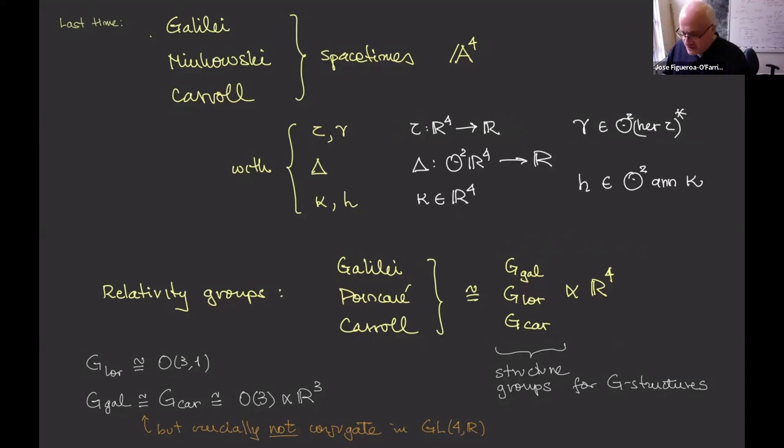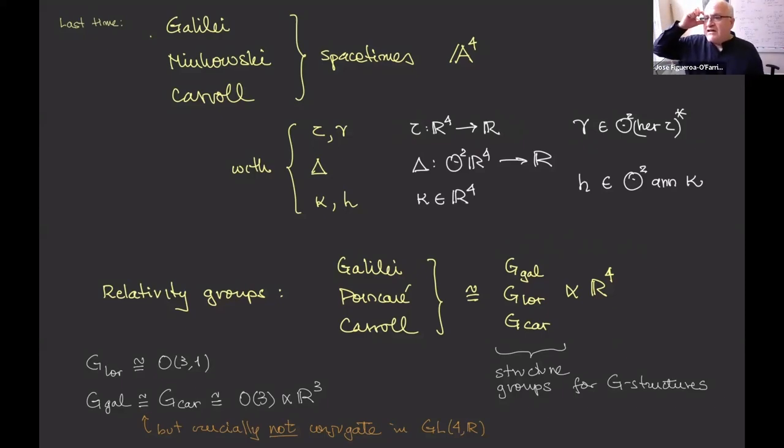Up to isomorphism, the structure group of the Minkowski spacetime is the Lorentz group, so O(3,1) in four dimensions. But the groups of Carroll and Galilei are abstractly isomorphic to the Euclidean group in three dimensions, so O(3) semi-direct product the three-dimensional translations. Crucially, they are not conjugate subgroups inside GL4R. They have different invariants; these are different objects. Although they are abstractly isomorphic, they do not give rise to equivalent geometries.